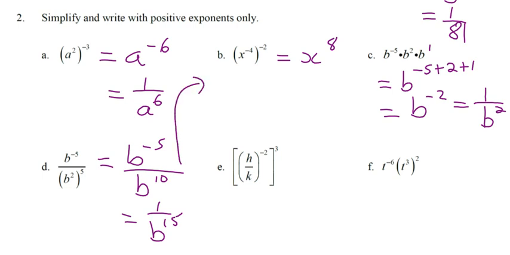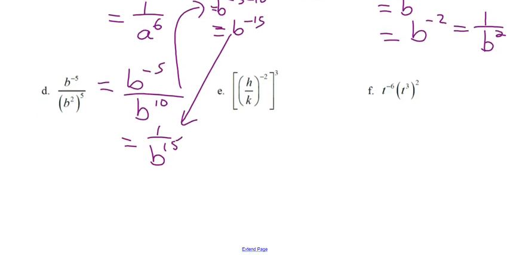Alternatively, let's pop up here. It's b to the -5 minus 10, which is b to the -15, which is 1 over b to the 15. Okay? How you get there doesn't matter. It's getting there that matters. So it's not the journey, it's the destination. What journey you take.